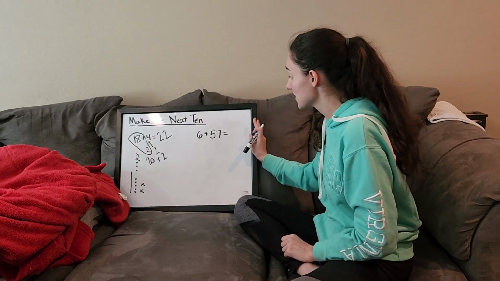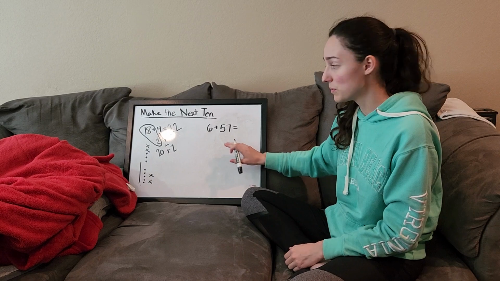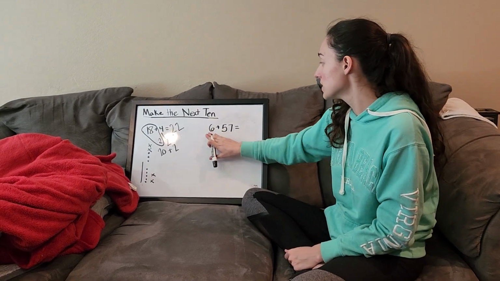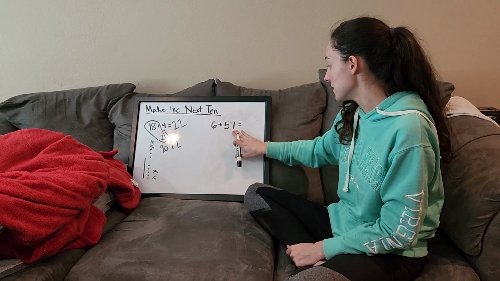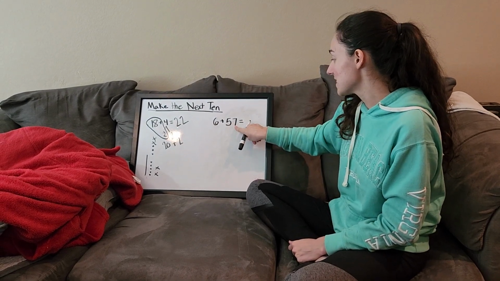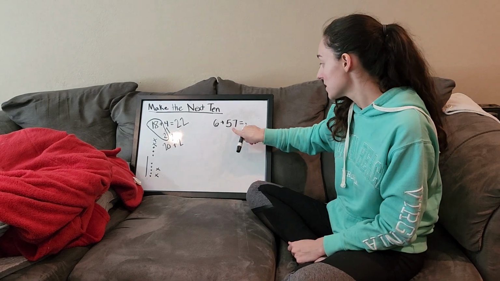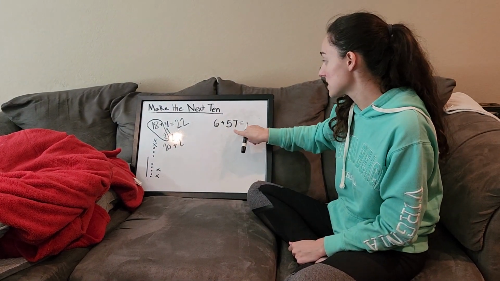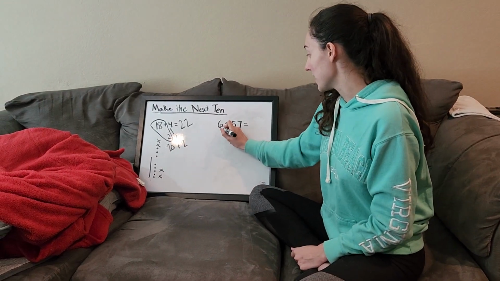So here's another example with a larger number. Just like in our last one, we have to look to see which one is closer to the next 10. So we have 6 and then we have 57. Well, that 7 in that 1's place lets us know that this is closer to the next 10. So this is the one that I want to make bigger to the next 10. So this is the one that I'm breaking apart.